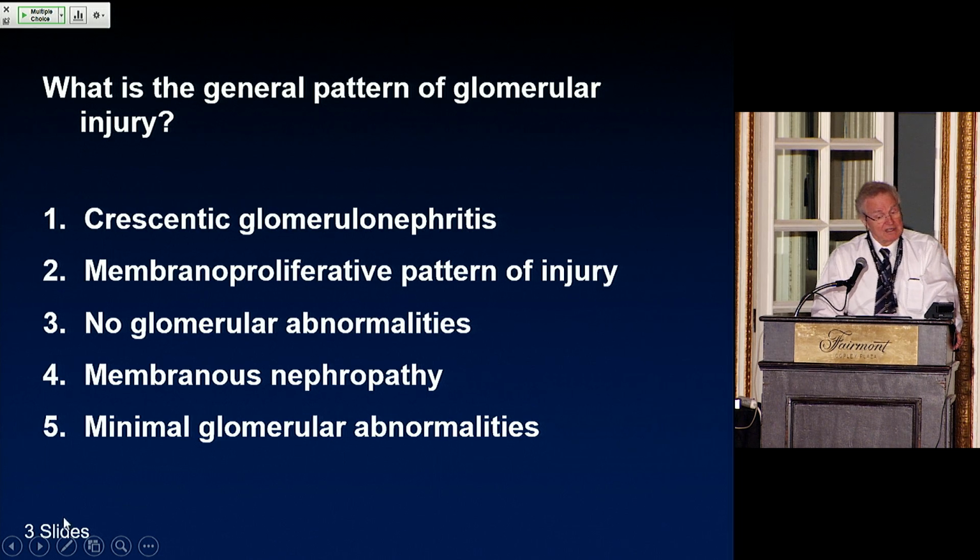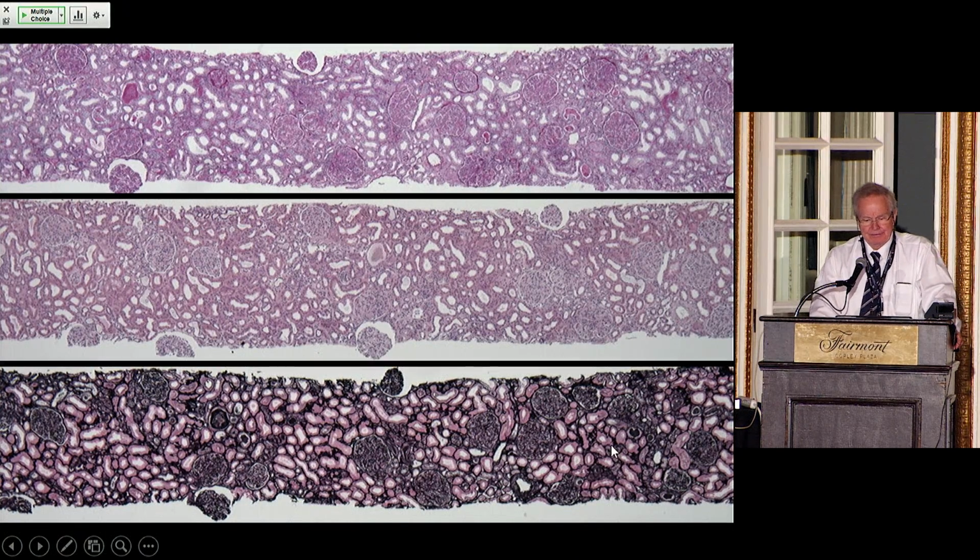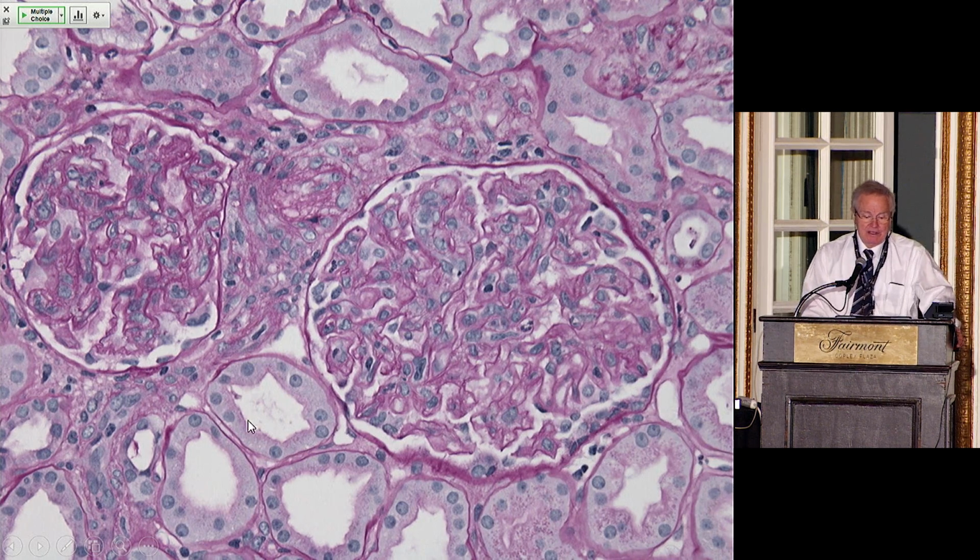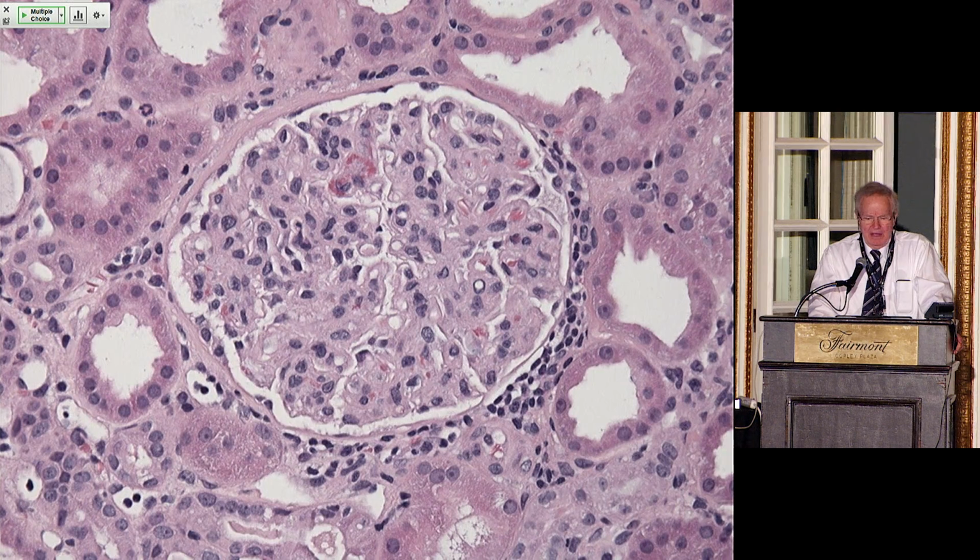So I'm going to show you 3 slides on the morphology, and I'm going to ask you eventually this question. And this is the first light microscopy slide. The low power, PAS on top, H&E in the middle, and the silver stain that stains basement membranes on the bottom. This is the second image with 2 glomeruli in the cortex. And this is the H&E of one of these glomeruli.